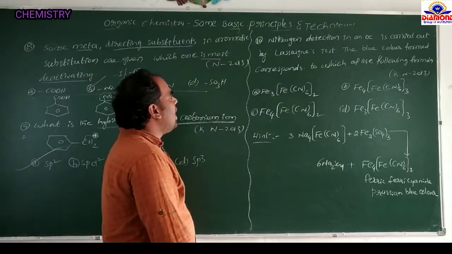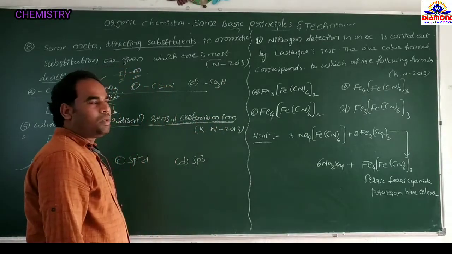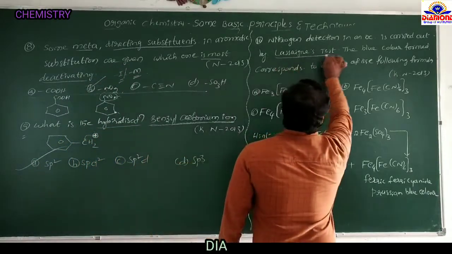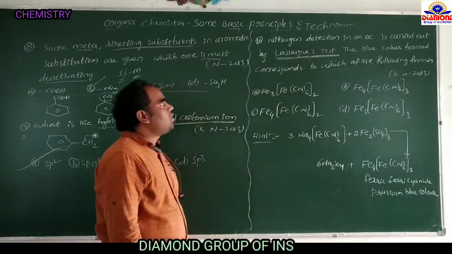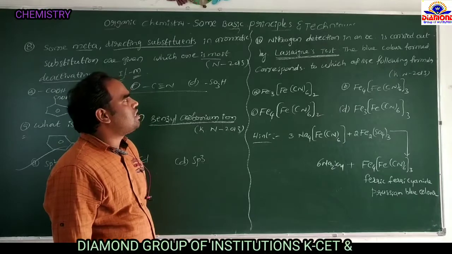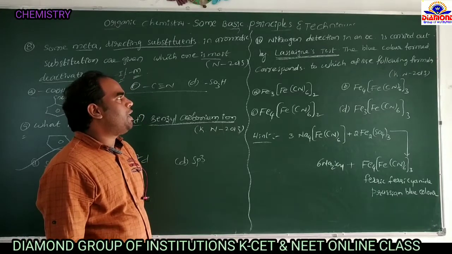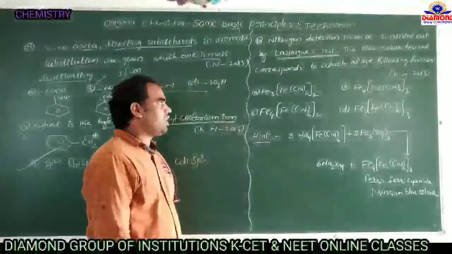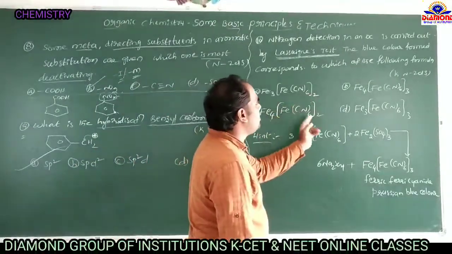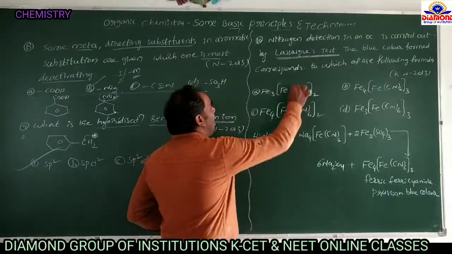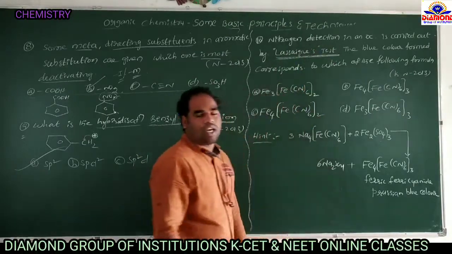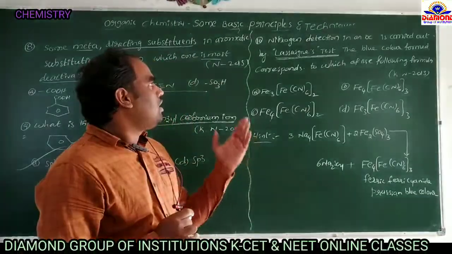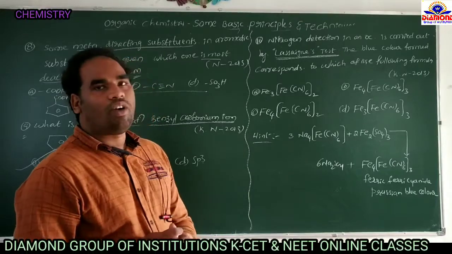Next, question number 10. Nitrogen detection in an organic compound is carried out by Lassaigne test. The blue color formed corresponds to which of the following formulas? So this is a Karnataka NEET 2013 question. So options A, B, C, D. Okay, right? See here, Lassaigne test. Just now I am explaining the Lassaigne test. Lassaigne test is used for detection of nitrogen, sulfur, and halogens also.